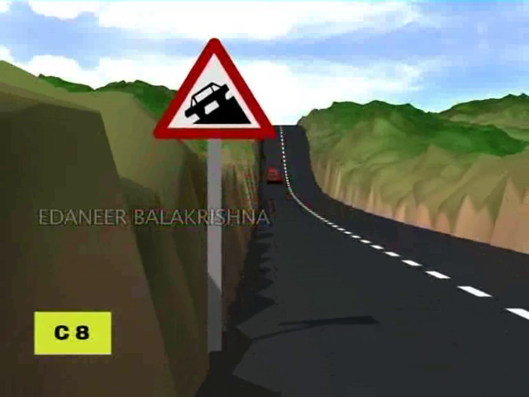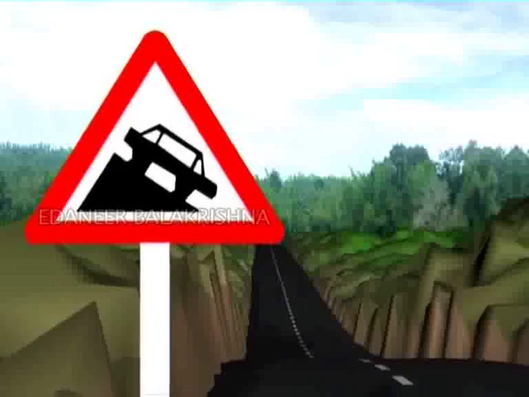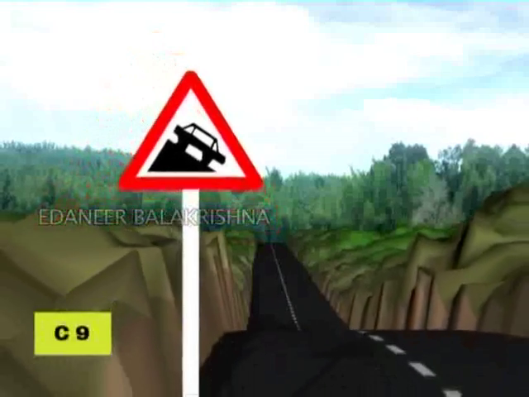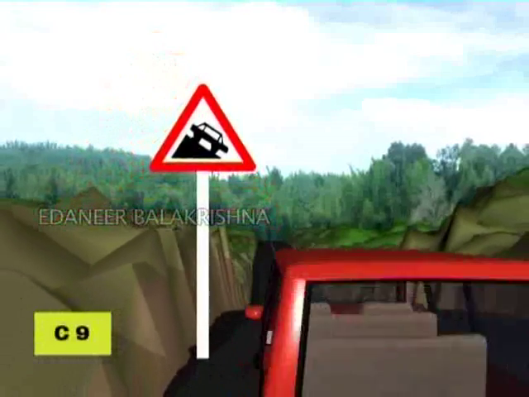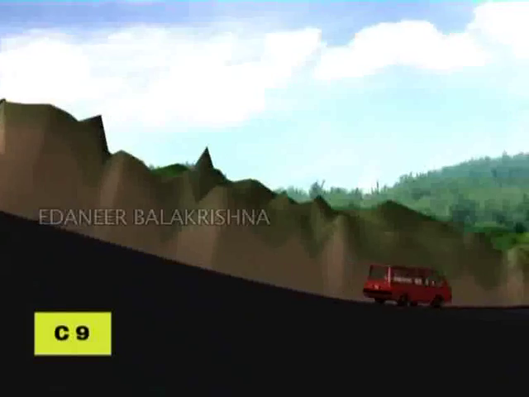C8 steep ascent. This sign is used 30 meters before a steep upgrade. C9 steep descent. This sign is erected 30 meters before a steep downgrade and cautions the driver to reduce the speed of the vehicle.